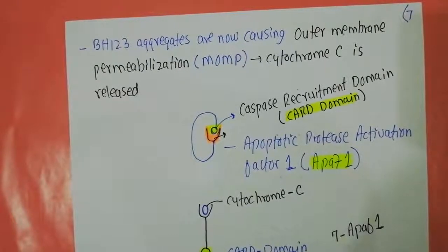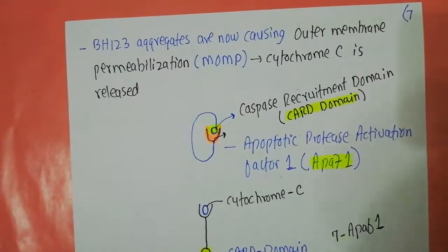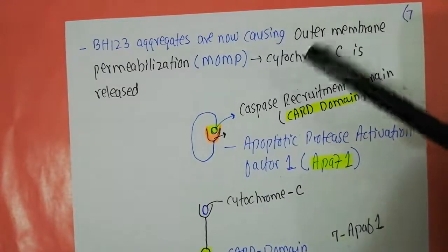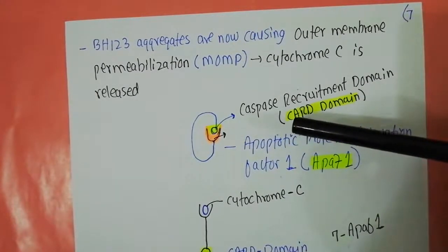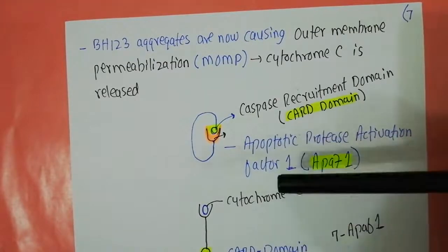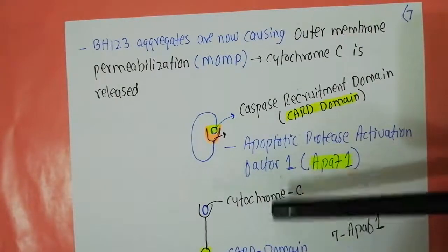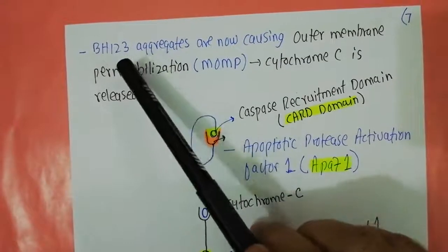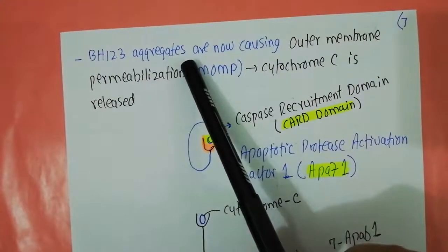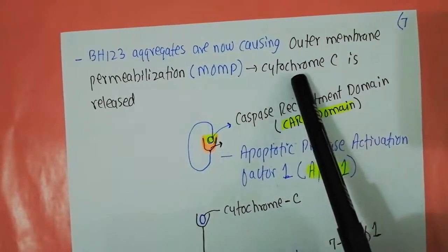Welcome back to this next video, and this is actually the third and final part on the intrinsic apoptosis. In the last video I told you that when the concentration of the BH3-only protein increases because of the intrinsic signal like DNA damage, p53 goes for the transcription of the BH3-only protein family, and their concentration is increasing. When their concentration is increasing, they go for the formation of the BH123 aggregates, and the BH123 aggregates are responsible for the release of the cytochrome c from the intermembrane space of the mitochondria.